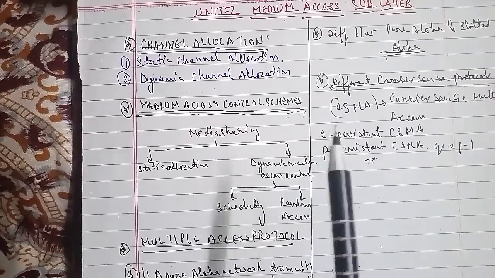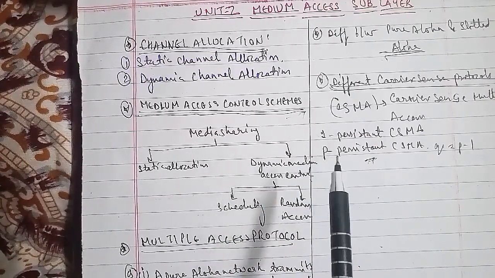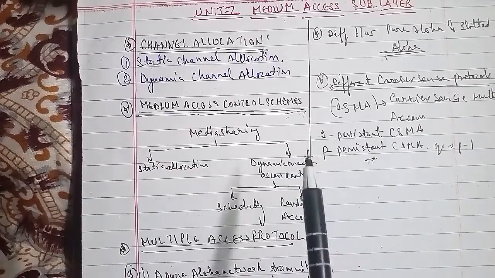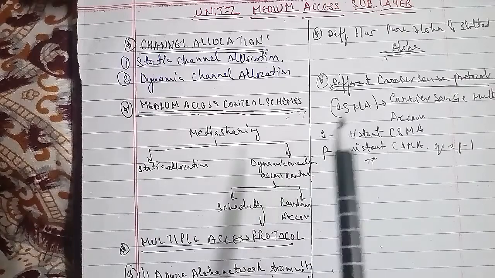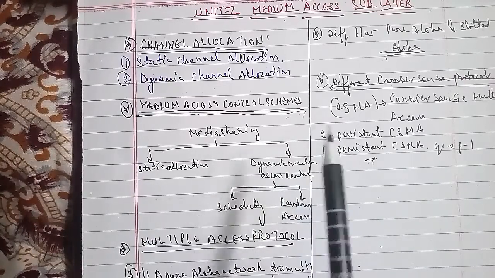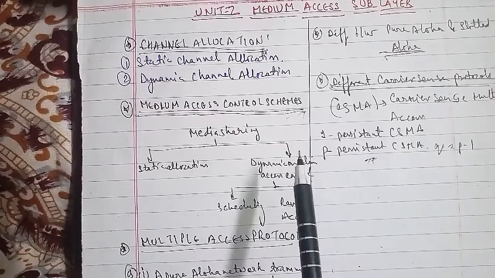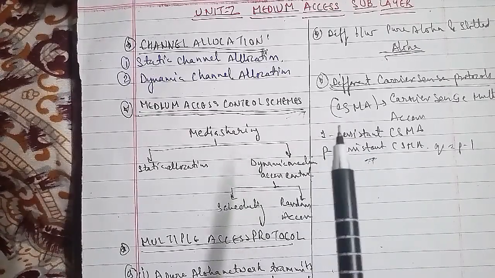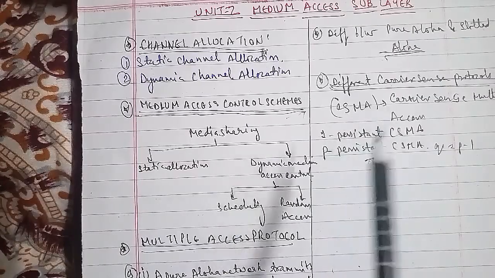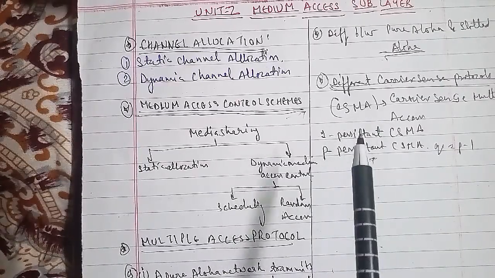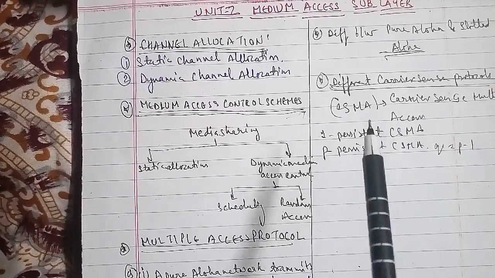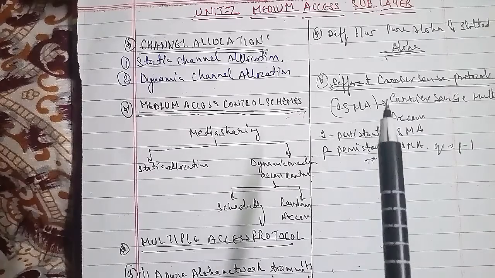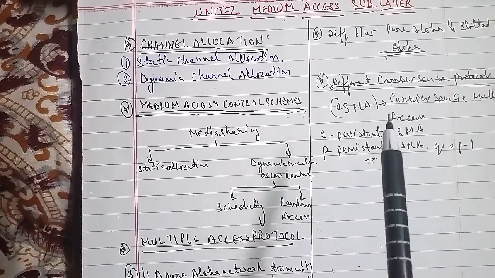With regard to collision avoidance, collisions are avoided by three methods. The first we have is interframe space. The second we have is contention window, which we'll talk about in detail as well. The third we have is acknowledgement. So these were the three collision avoidance methods.